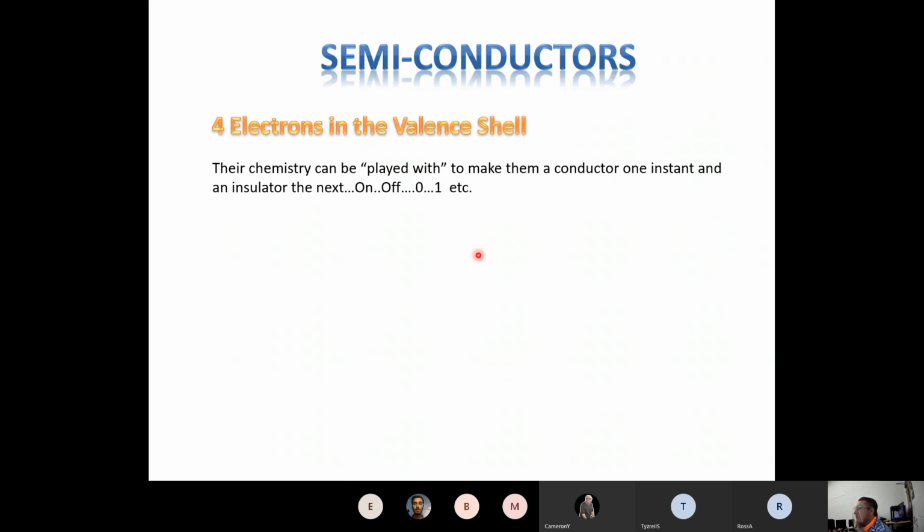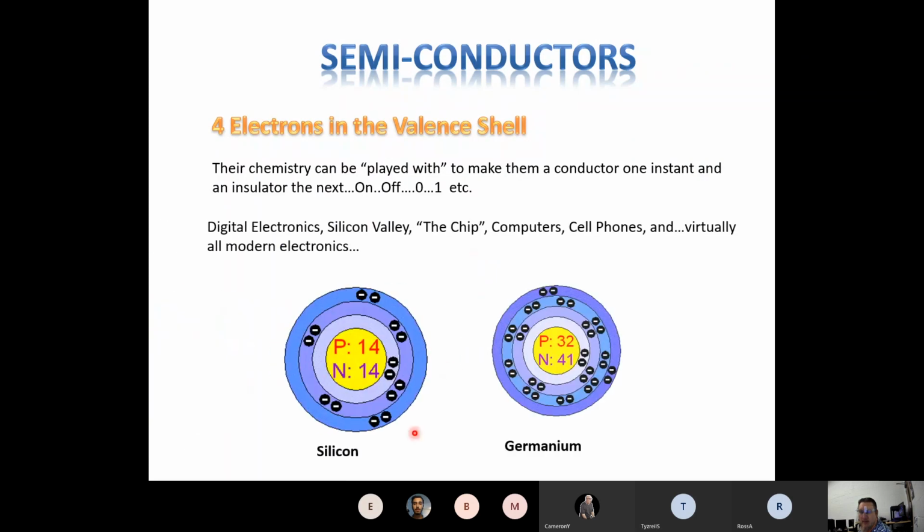Semiconductors can be changed. You can mess with their chemical composition and make them change. So you can turn them on and make them a conductor, or turn them off and make them an insulator. Silicon is usually the most widely used one, but there are others on that list.